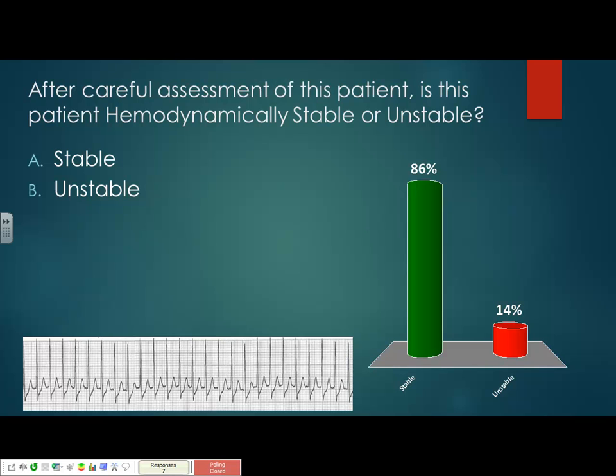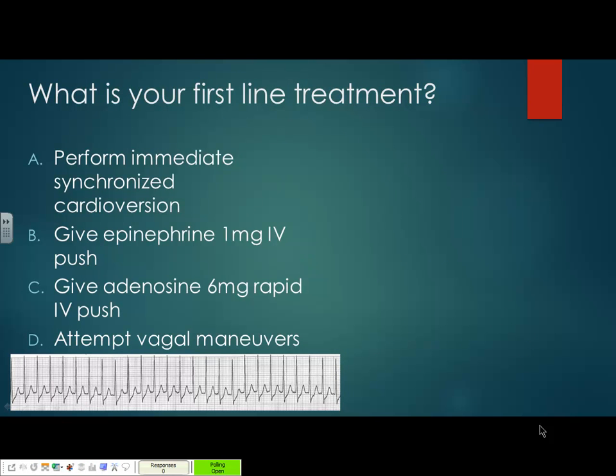Now, can somebody sustain a heart rate of 220? No. Alright? So what's your first line treatment? So we identified too fast, we identified stable. Now we need to identify which one of those three categories do we need to start our treatment with.